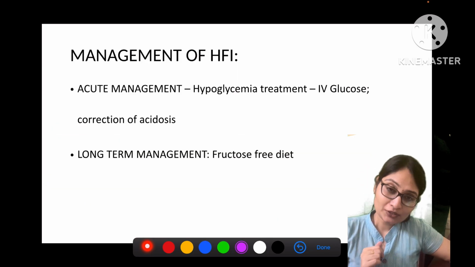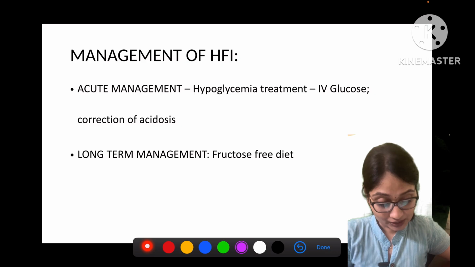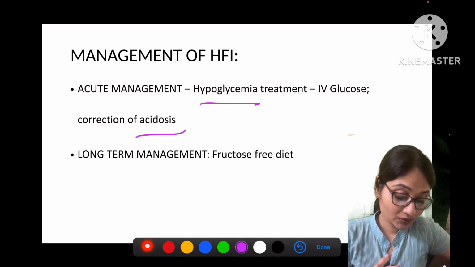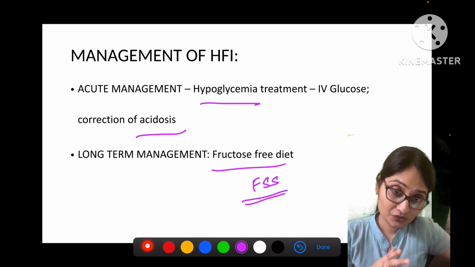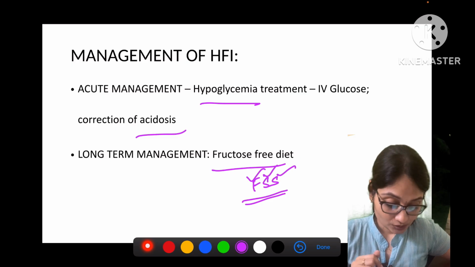So coming to the management of HFI, as I told you earlier, acutely you'll have to address its hypoglycemia and acidosis. And for long-term management, we'll have to give not just a fructose-free diet. It is called the FSS free diet, fructose, sucrose, and sorbitol free diet. Okay, so this is it.